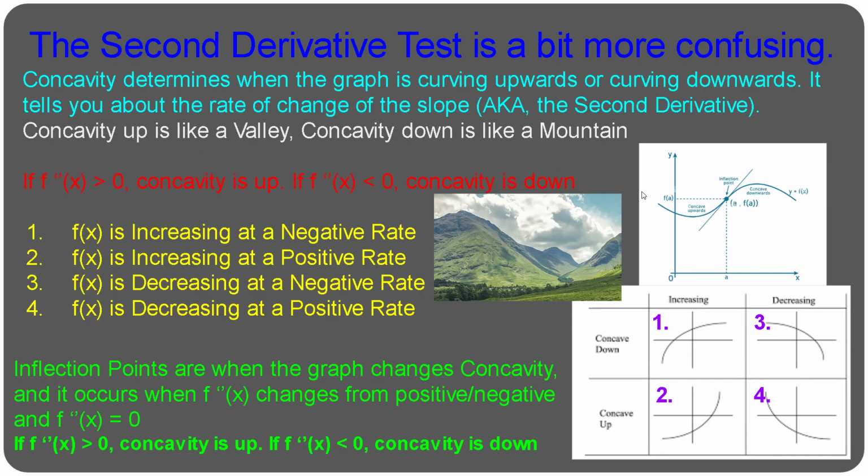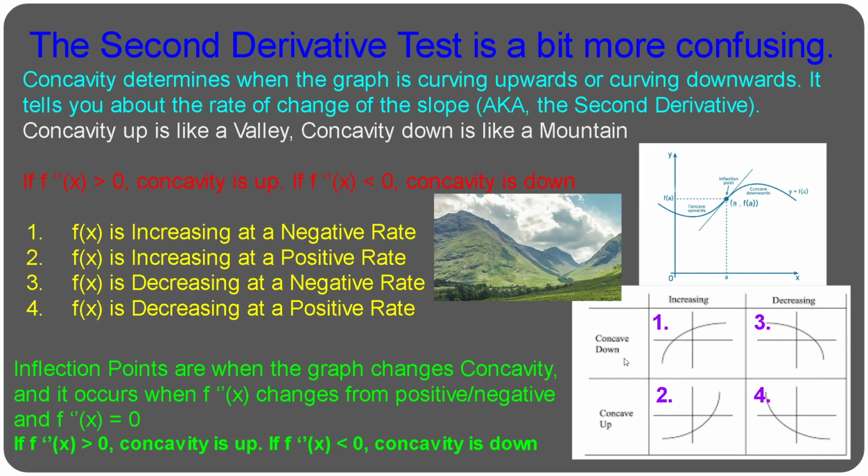So let's take a look at right here. When concavity is up, you kind of make a little valley shape. And then concavity down is like a mountain. It's like the peak of a mountain. So here we go. If f double prime of x is greater than 0, your concavity is up. And if it is less than 0, concavity is down.